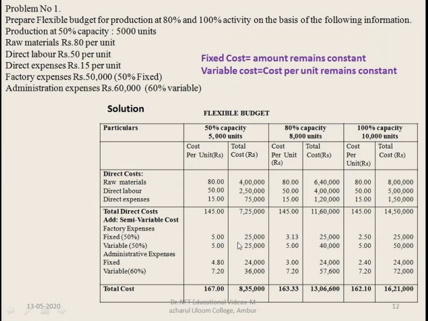Now add up all these, you get the total cost per unit for 5,000, 8,000 and 10,000 units. This is how we have to solve for flexible budget.